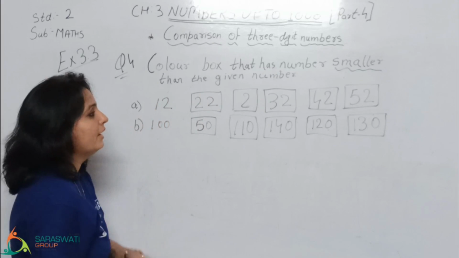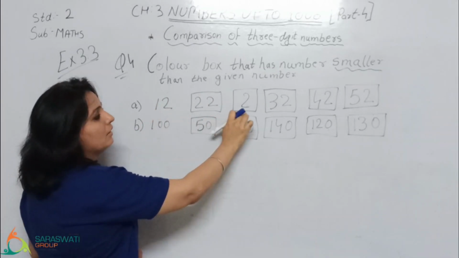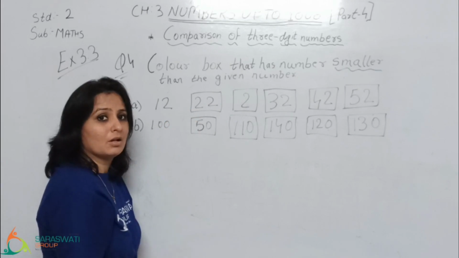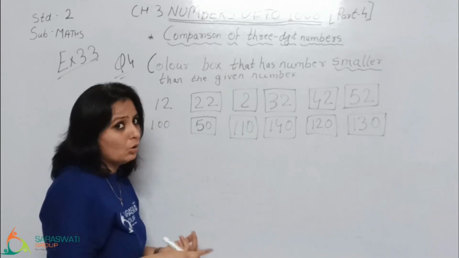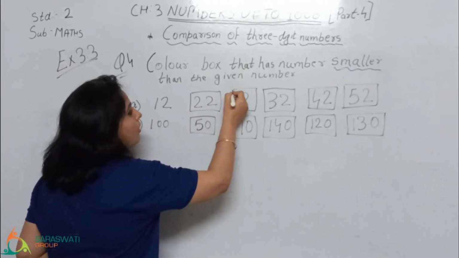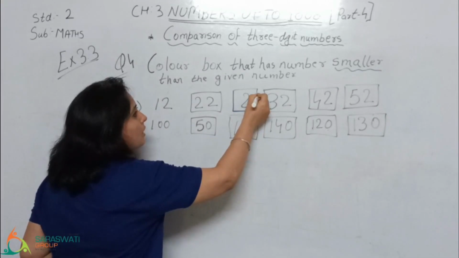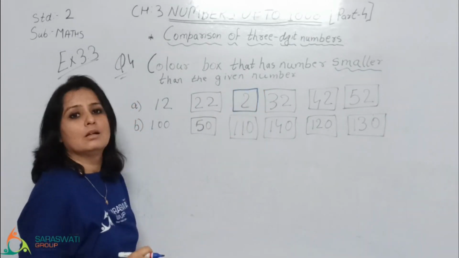So moving on to the next. Here it is 12, 2-digit number, and here it is 2, 1-digit number. So you already know that 1-digit number is already smaller than 2-digit number. So this will come as smaller number. So you will color this number. Right. Moving on to next.